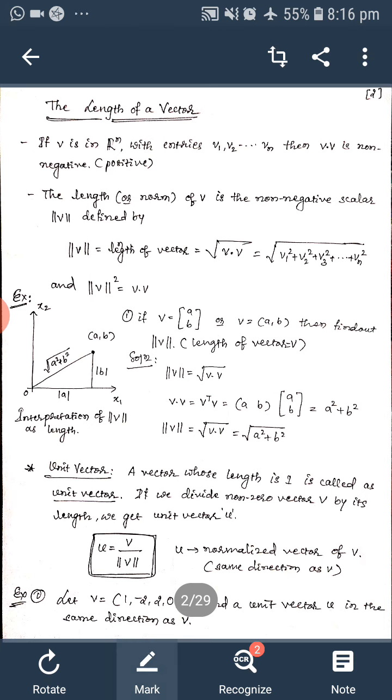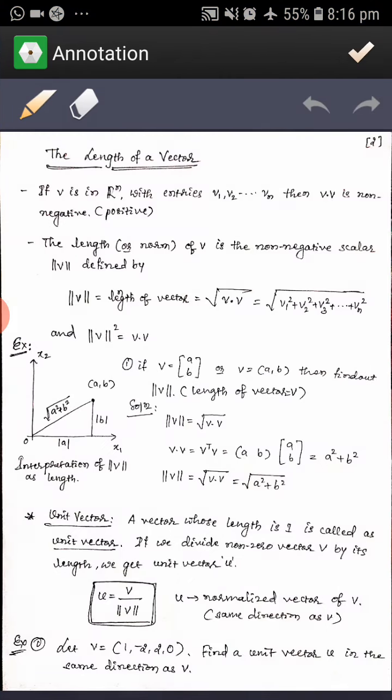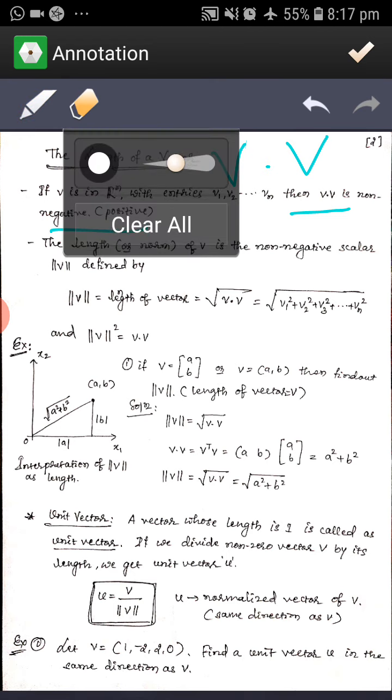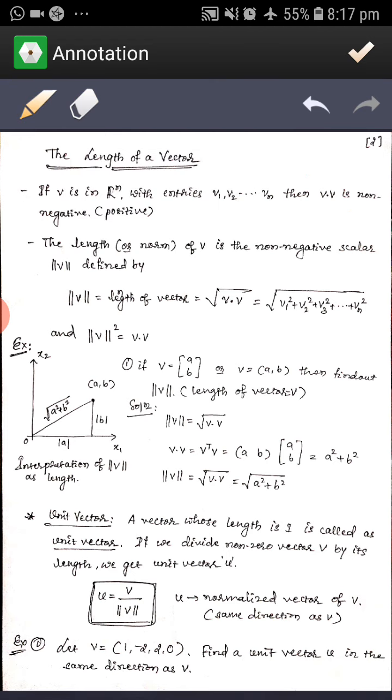Okay, the next one: if you have a vector, how do we find out the length of that? In the field, you have many vectors like v1, v2, v3 up to vn. How to find out the length of that? Always remember v dot v is non-negative. The inner product of the same vector, v dot v or u dot u or w dot w, will always be positive, that is, non-negative.